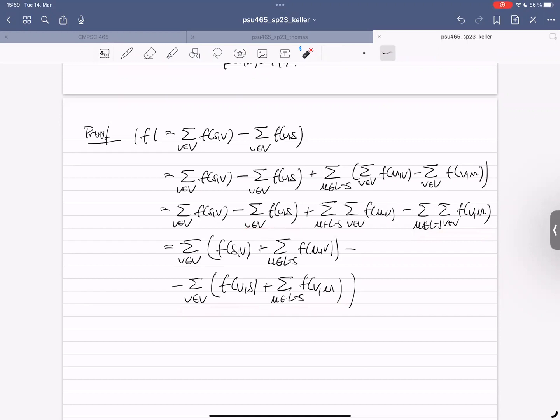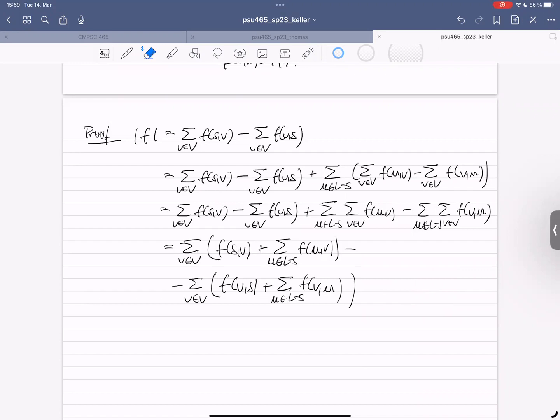One little remark here: whenever I write L minus S, it is a bit of a sloppy notation. S is not a set, S is just a node. To be correct, I would have to write L minus the set containing S. But I'm being a bit sloppy because it's getting too messy if I write even more curly brackets in it. So I'm simply writing L minus S, even though S is not, strictly speaking, a set.